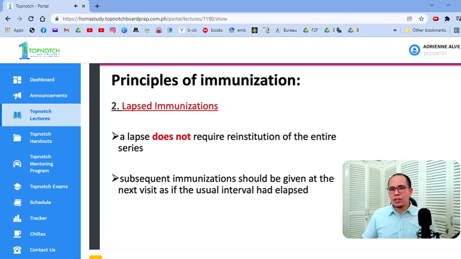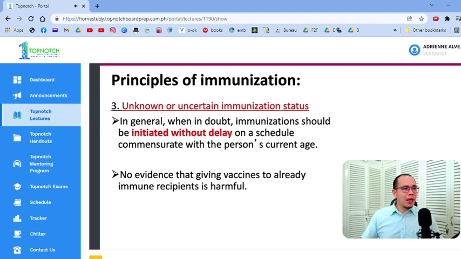Okay? Pero ang pneumococcal is not routinely given for more than 5 years of age. So pag 6 years old na yan, Dok, ano gagawin natin? Ay, wala, okay na. Hindi na kailangan. Hindi na siya routine. Okay? Is that clear? Okay? And unknown immunization status.